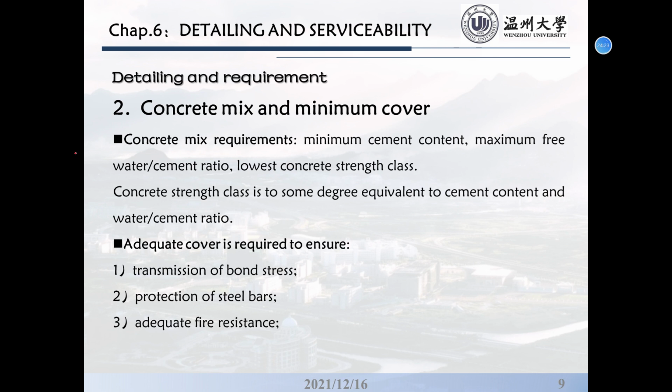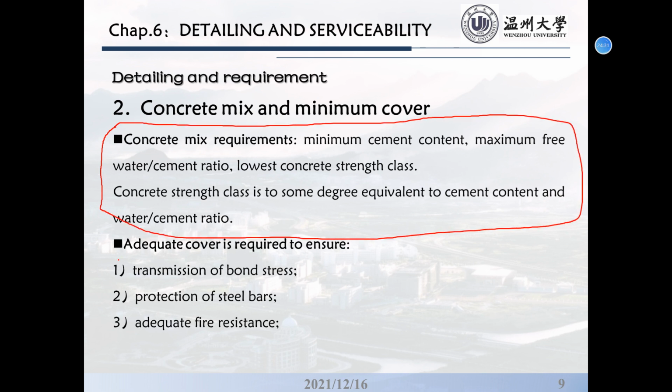Another important thing that we need to know is the cover. I'm not sure whether the students still remember. For singly reinforced beams, we always talk about the effective depth, right? This is d. We do not mention this one; this is the cover. We use c to represent the cover. This is the beam. For columns, they also have covers.